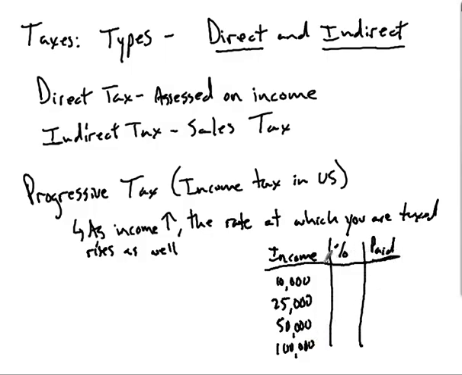All right, and so we know that with a progressive tax, the percentage paid is lower as your income's lower and goes up as your income goes up. And so I'm just going to make these numbers up. They're somewhat close to what it actually is in the U.S.